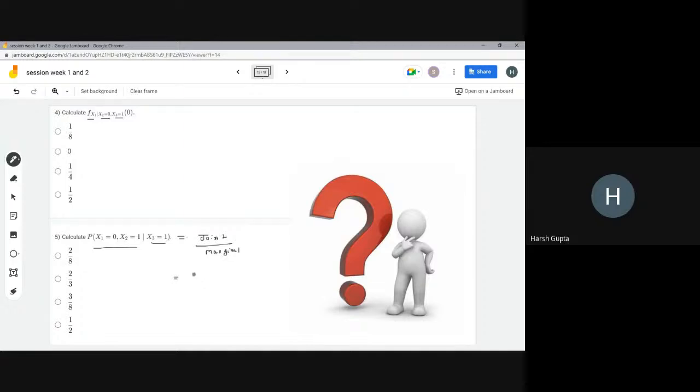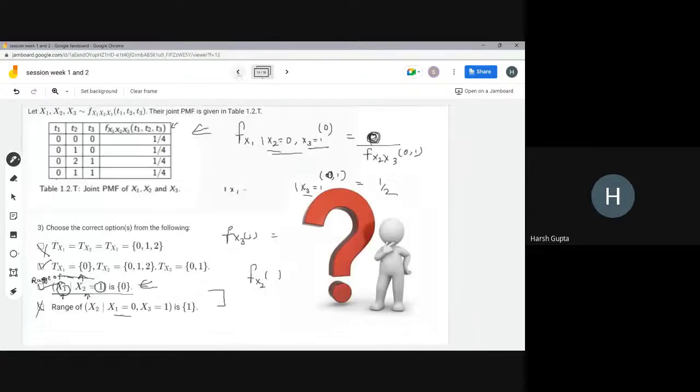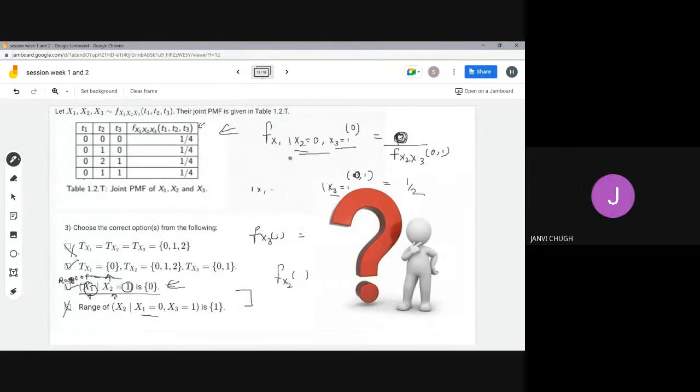Just break this. What will the joint probability be here? And what is the marginal? Fx of 1, 3. Now you just have to check the table and find the values for both of these. Okay.